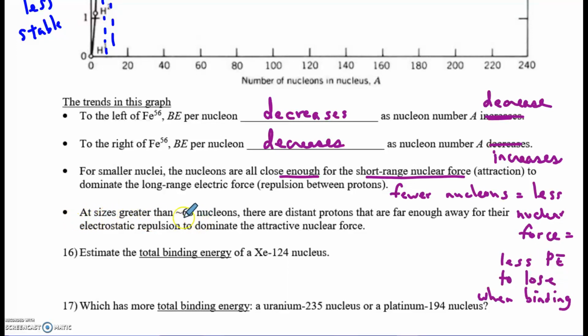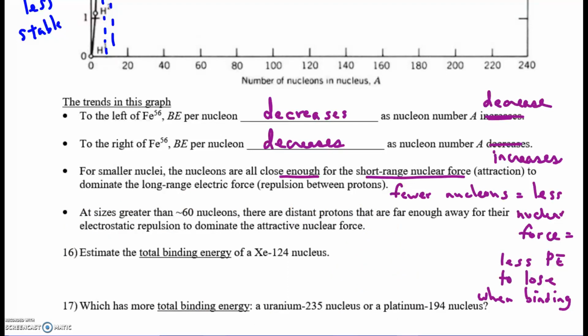But if you get bigger than 60 nucleons and you keep going past that value, bigger and bigger, now the nucleus is really large. Some of the protons are far enough away that electrostatic repulsion, the Coulomb repulsion, dominates the attractive nuclear force. You've got 60 already in here, and you keep piling more in. You're just adding more protons to repel the protons on the other side, so you're increasing the repulsion and making the nucleus less stable.